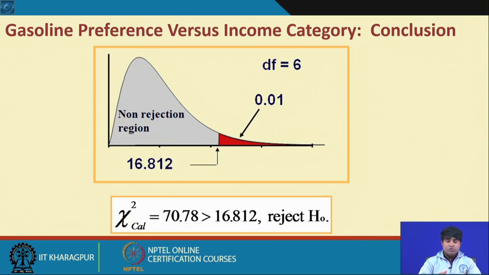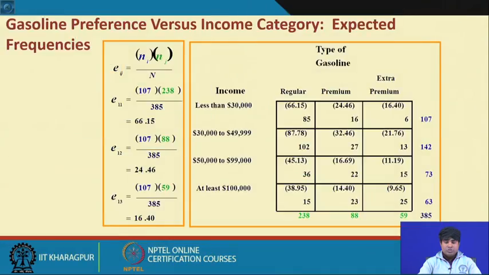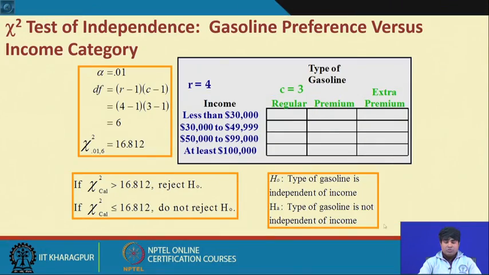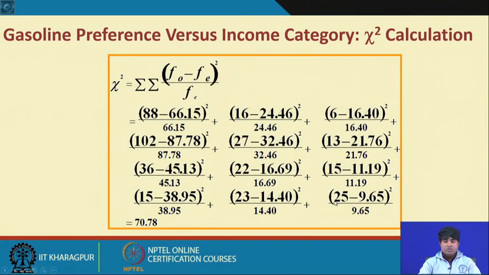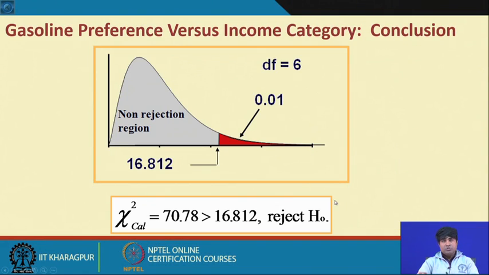So, what is happening? We are in a position to reject the null hypothesis, which said that the type of gasoline is independent of income. Since we are rejecting it, the inference is that there is a kind of interdependency between gasoline type and the income variations.